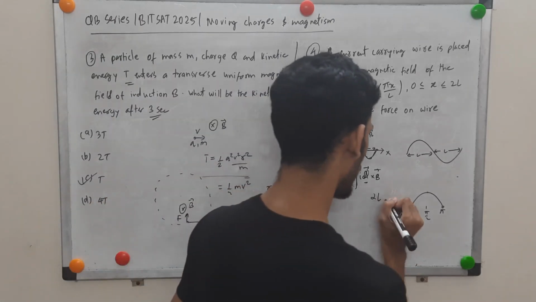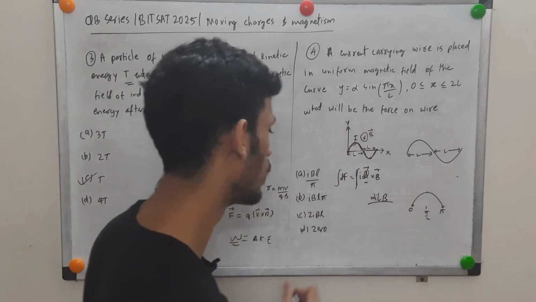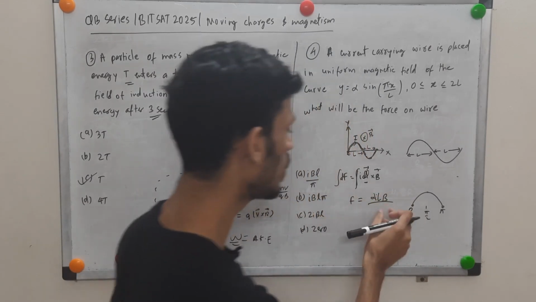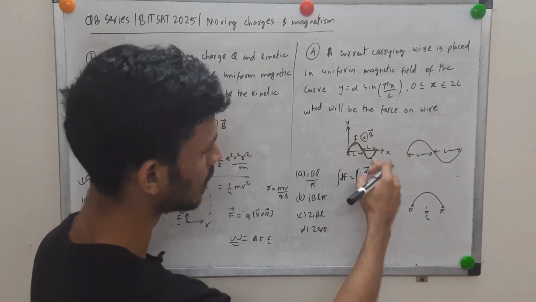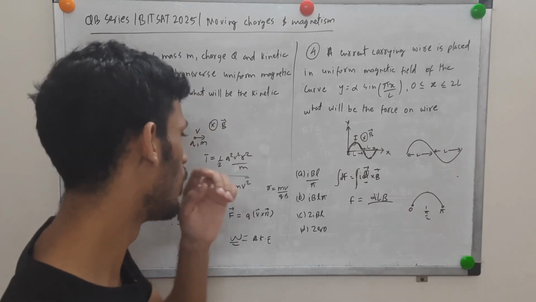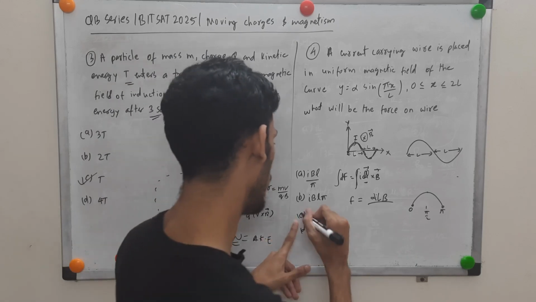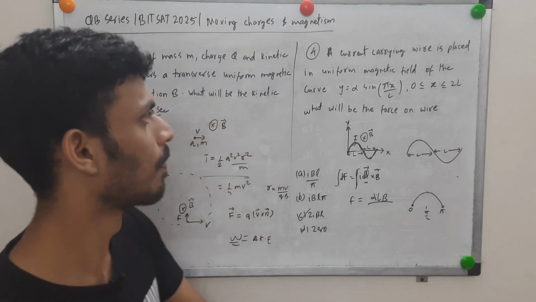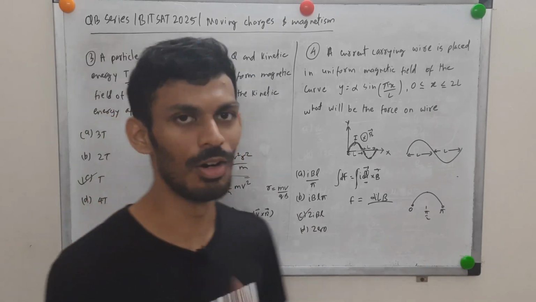I and B are constant, so they will come out. So 2ILB, right? That will be the force. Integration over dl will give you 2l, not pi times something. It won't be in the form of a circle. You'll see it is the displacement. So 2ILB, which is option C. That was a nice concept behind that question. Over to the next one.